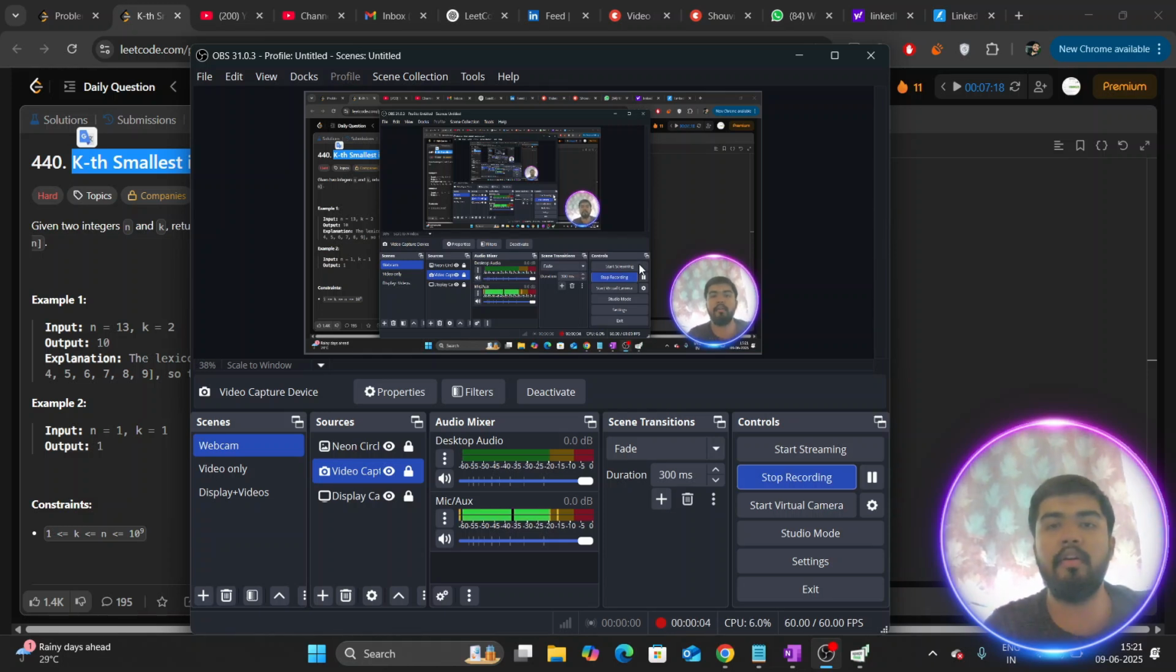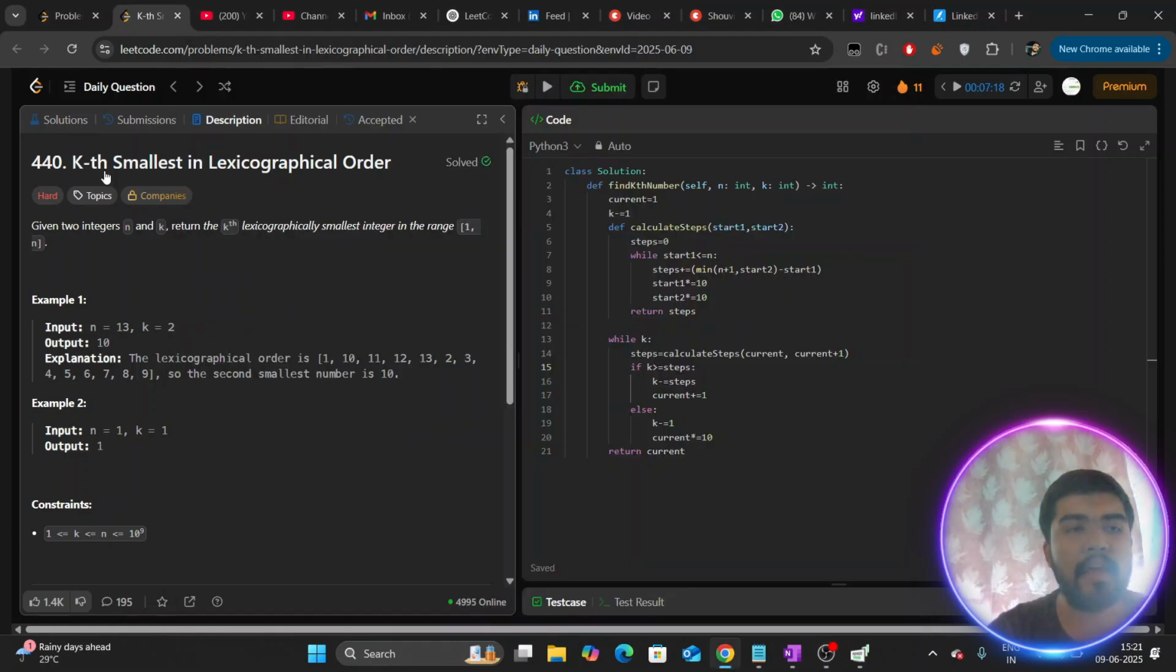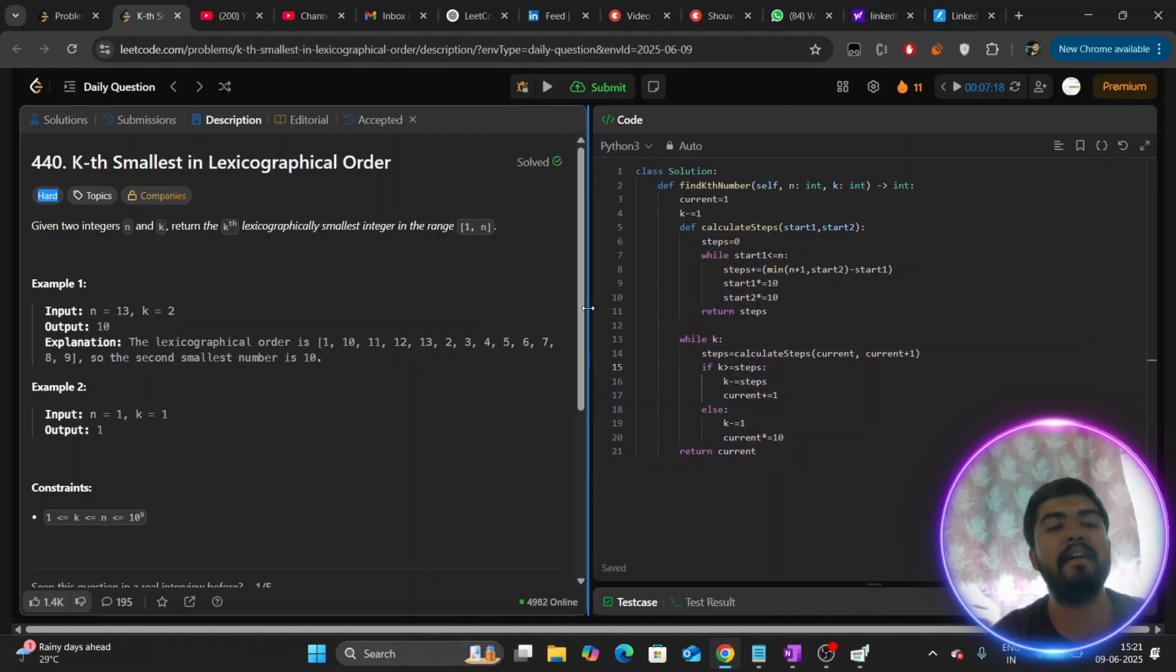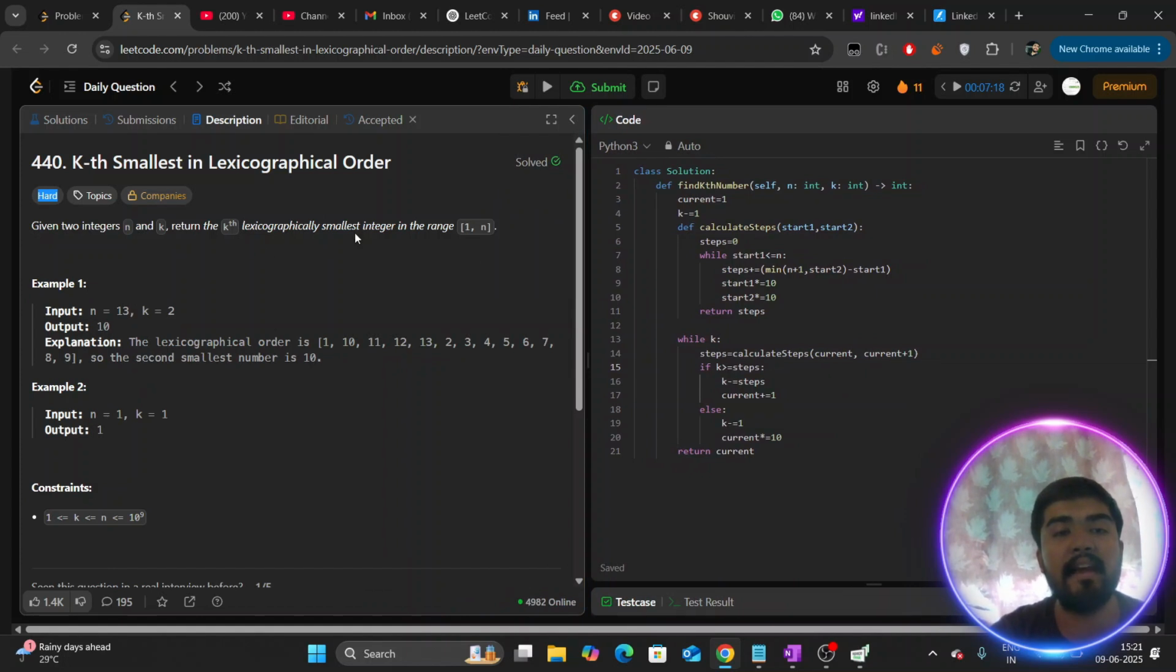So today we will solve another question from Leetcode itself. So let's get started. Today we have this problem, K-th Smallest in Lexicographical Order, and this problem is tagged as hard, and the maths involved to solve it is indeed a hard problem for sure. The problem is just a one-liner: given two integers n and k, return the kth lexicographically smallest integer in the range of 1 to n.